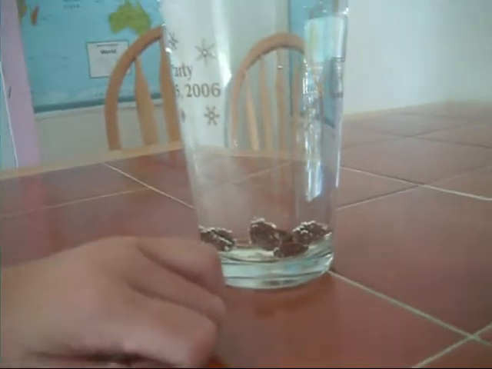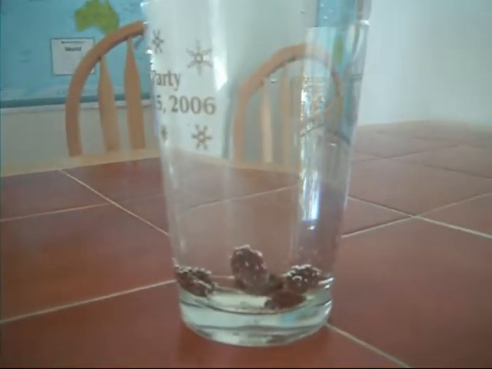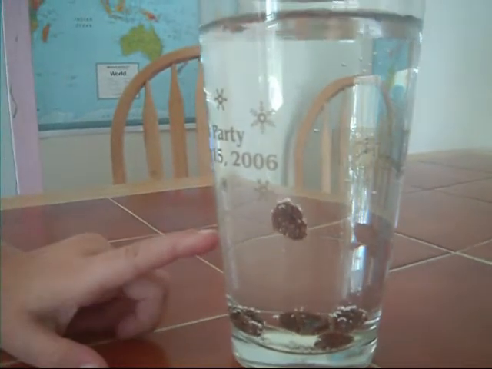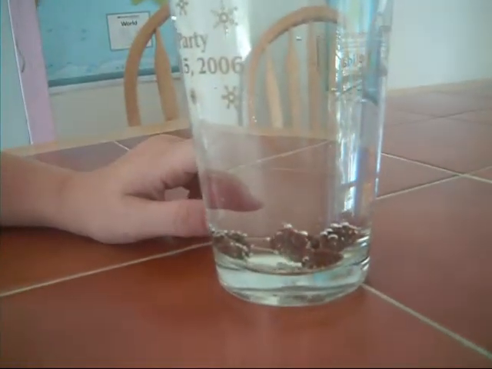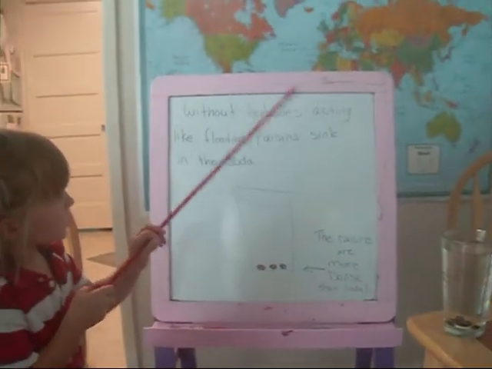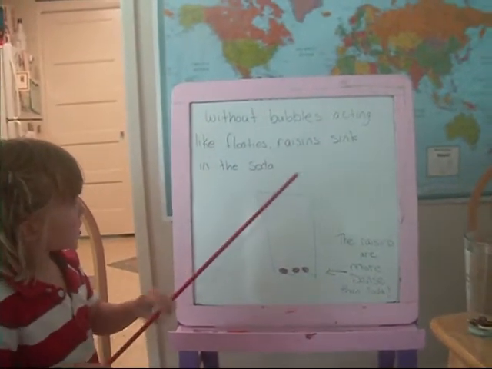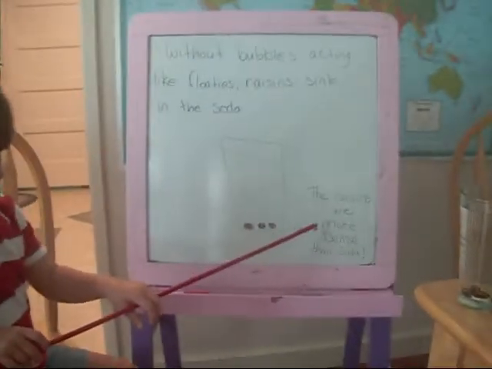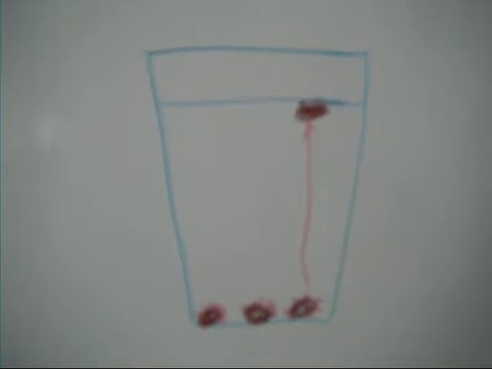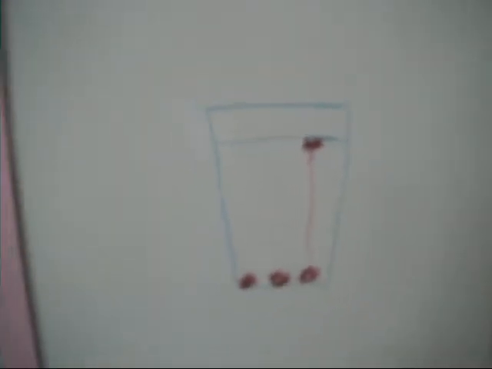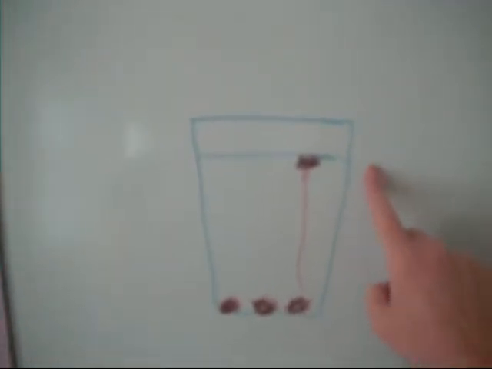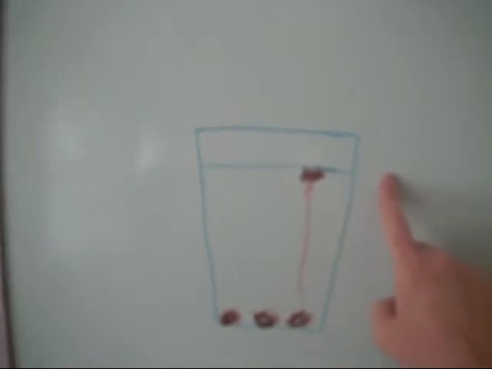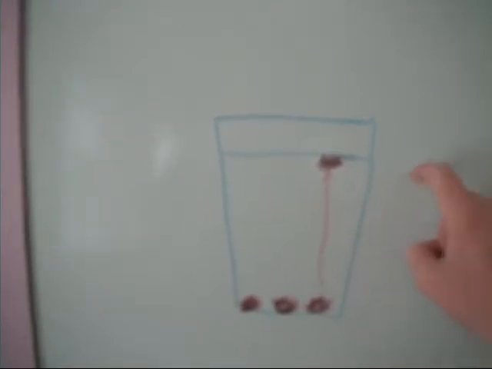So why do they go up? Because the bubbles are there. So the bubbles are collecting on the raisins, and they're acting like floaties. That's right, and then it went back down. Why did it go back down? Because the bubbles pop. Without the bubbles acting like floaties, the raisins sink in the soda. The raisins are more dense than soda. When the raisin's at the top, it's collected enough bubbles to make it less dense than the Sprite. But then they pop and they go right back down.